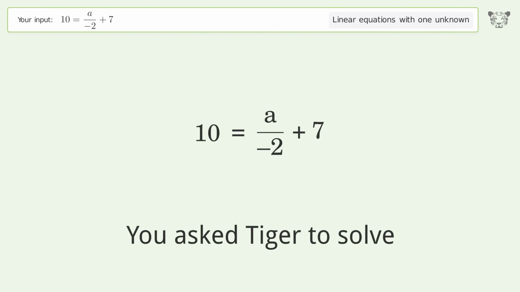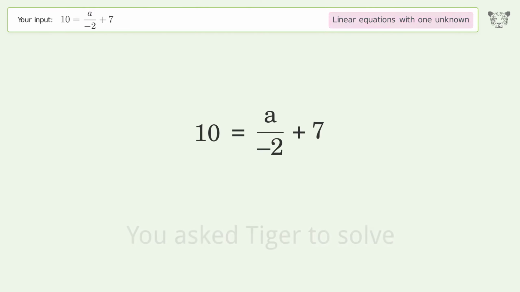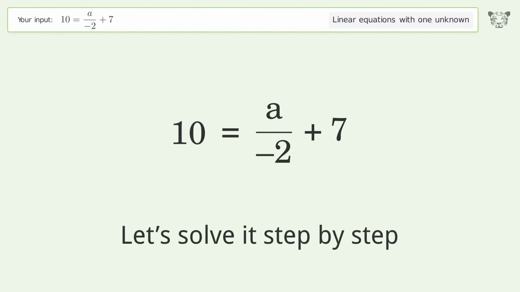You ask Tiger to solve this. This deals with linear equations with one unknown. The final result is a equals -6. Let's solve it step by step.